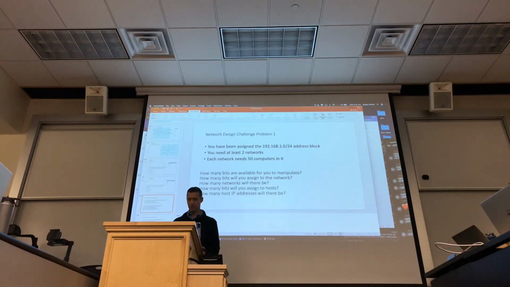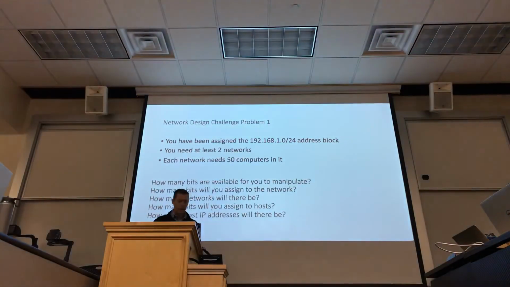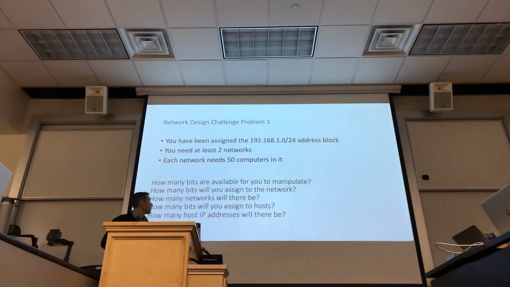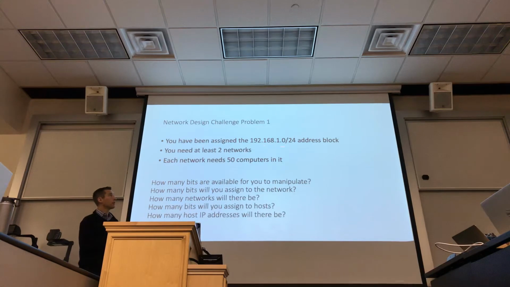I'm going to go ahead and just answer these questions real quick because I'm going to give you the same problem one more time. Okay, so given this address here, how many bits are available for you to manipulate? You already know this. 8. In this case, there will be 8. So the first 24 of the 32 are assigned to the network.